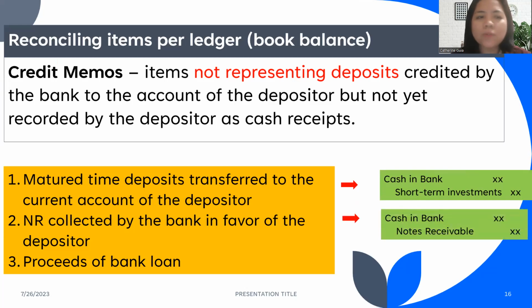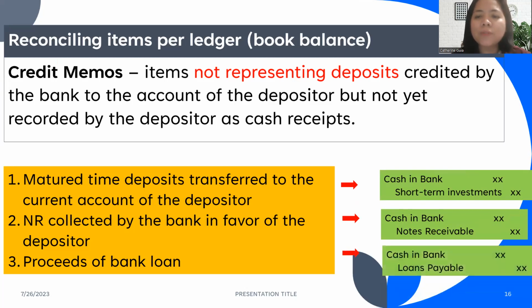And then how about notes receivable? Since that represents collection through notes, debit cash in bank and then credit notes receivable. And for proceeds of bank loan, that is cash in bank, debit, and credit loans payable. So all credit memos should have a debit to cash in bank, particularly current account.